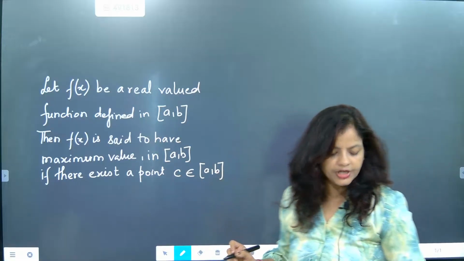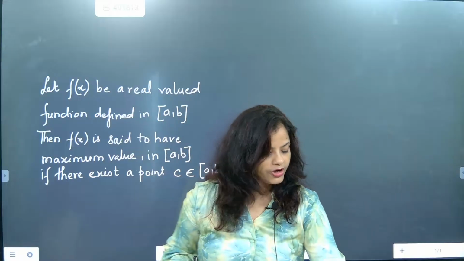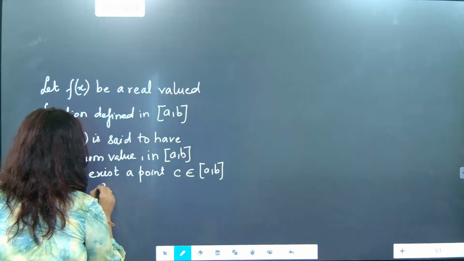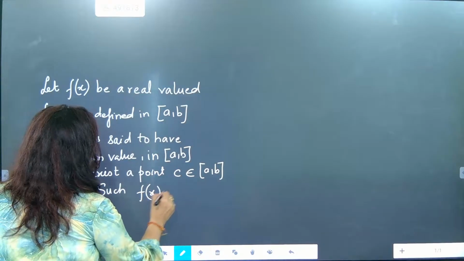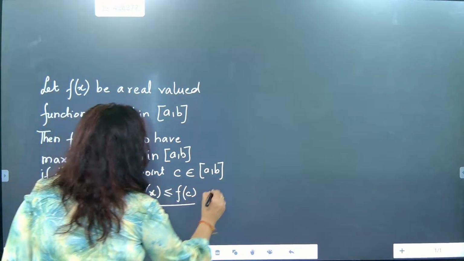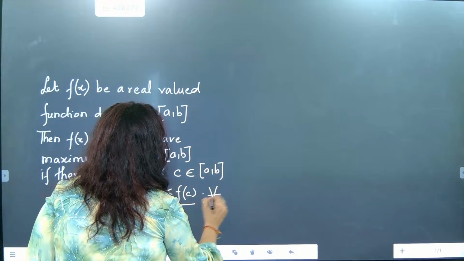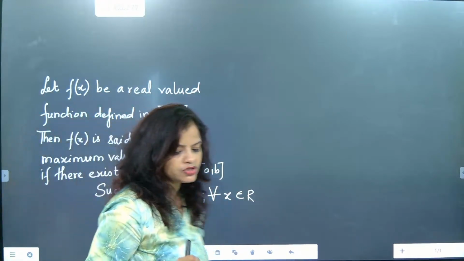But here you need to write if there exists a point C. But here the most important point you need to remember is that, such that, I'm underlining that part, f of x should be less than or equal to f of C. Note this down, for all x belongs to real numbers. So whatever real values of x there are.